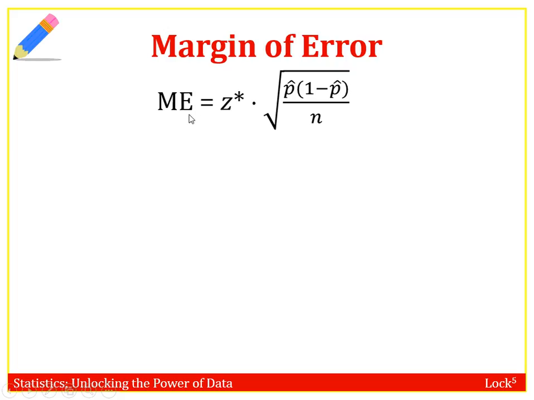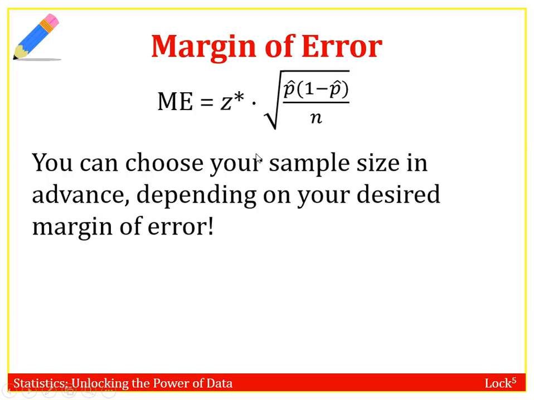So our margin of error is what we add or subtract to our statistic for our confidence interval. That's what's to the right of the plus and minus. So that was our z star times the square root of all this, which is our standard error.